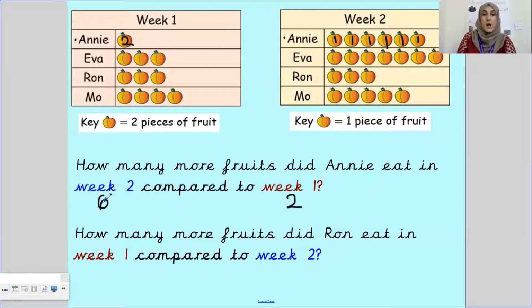Now, how many more fruits did Annie eat in week 2 compared to week 1? In week 1, she only ate 2 fruits. And in week 2, she had 6 fruits. Now, using my same example of my starburst, I'm going to show you. Let's work this out.